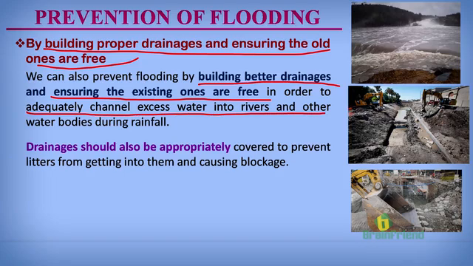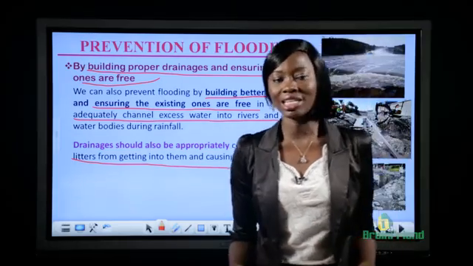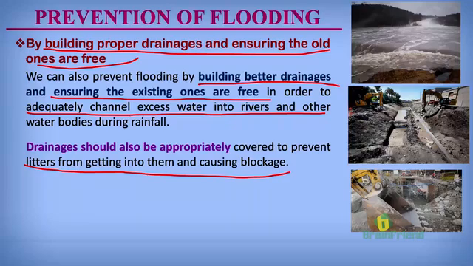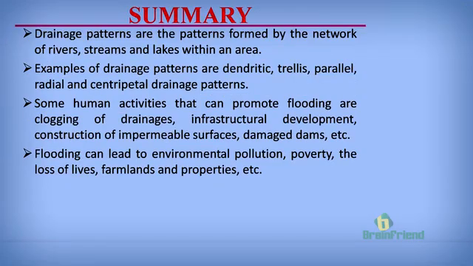These drainages should be appropriately covered as well. In some cases, we may have to cover the surface of our drainages. For example, we may have to cover the surface of this drainage to prevent soil or sand from moving into it during rainfall. So we have to cover some drainages appropriately to prevent litter and sand from getting into them and causing blockage. If our drainages are well constructed, if they are adequately built, they would also help to channel water out of an area in the proper manner.